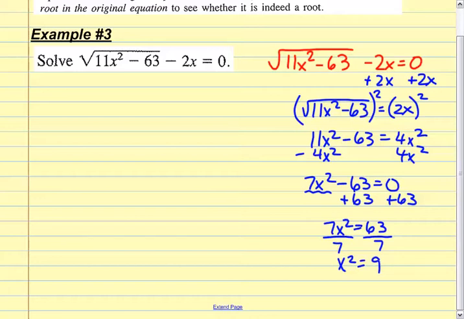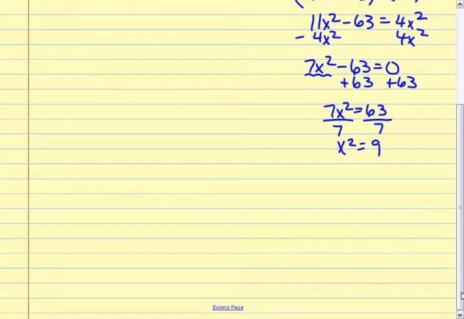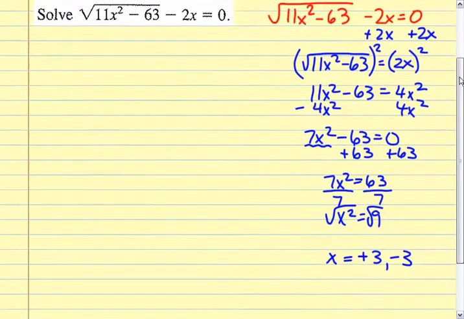All right, we're almost there. I want to know what x equals. I take the square root of both sides, but remember, when I take the square root of a variable, I need to give the positive and the negative. So x equals plus 3 or minus 3. Now, I know that at least one of these is the solution. Maybe both, but one of them may not be. Let's plug it in to the original and see.